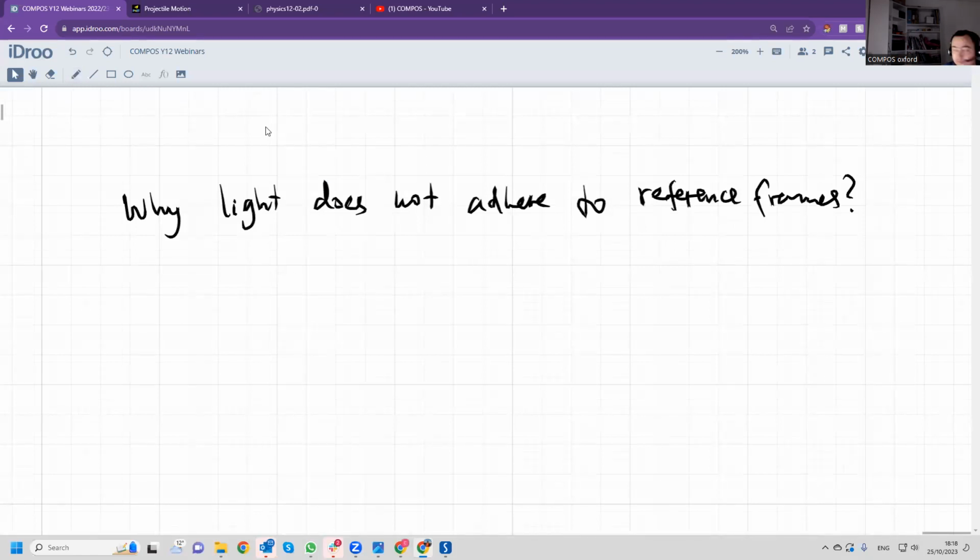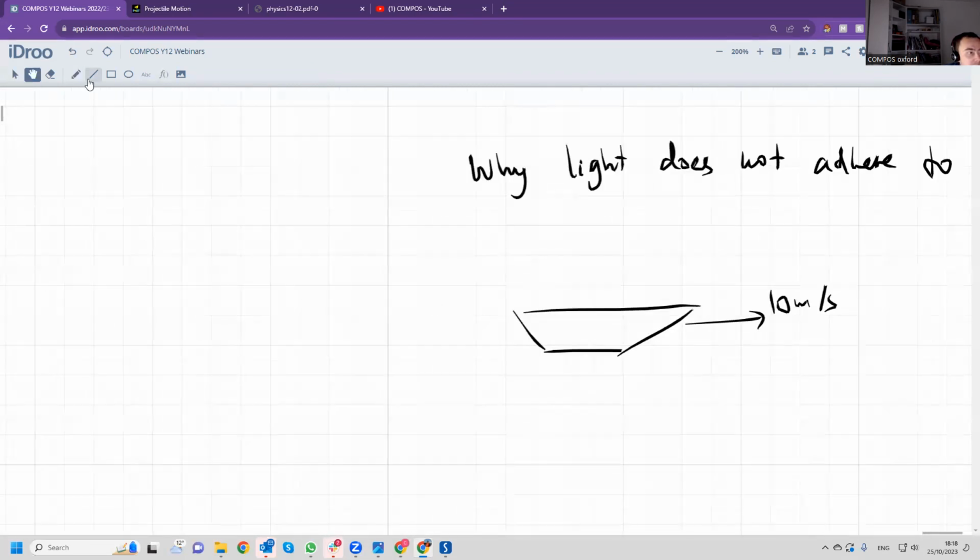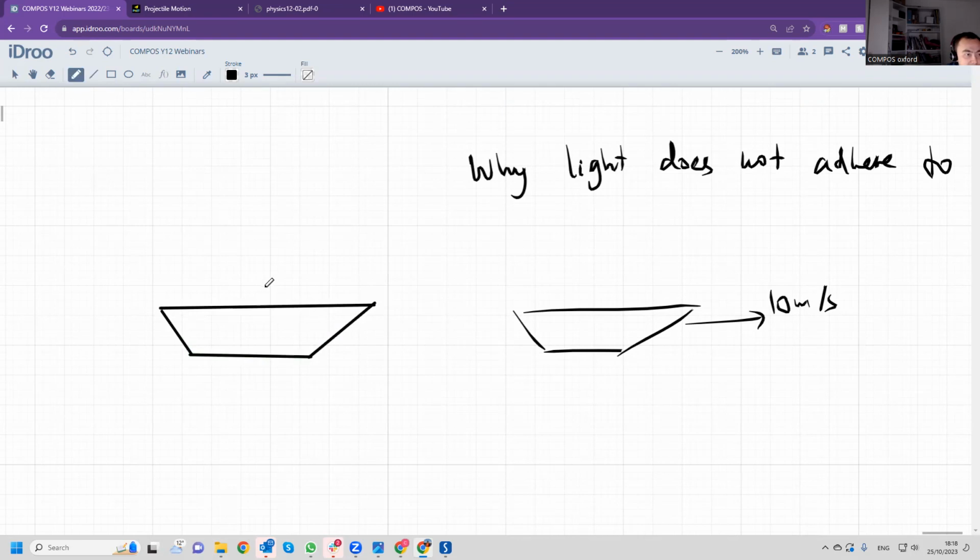So light is a wave, right? We're assuming that light propagates as a wave. So imagine you're on a boat, and the boat is moving at 10 meters per second. If you have another boat which is stationary, 0 meters per second, and you drop a tennis ball from it into the water, you will have ripples that propagate out at a speed of 2 meters per second.